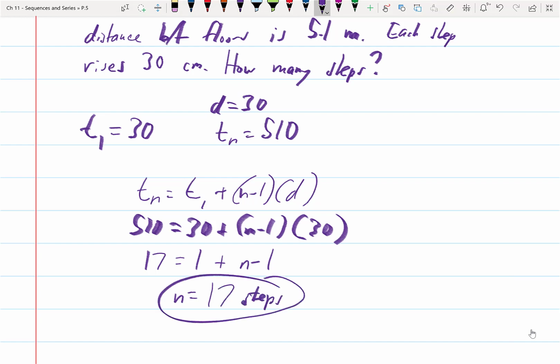And again, I'm defining steps as you're walking: you step up, that's 1, step up, that's 2, step up, that's 3, that's steps. Okay, now we're done.